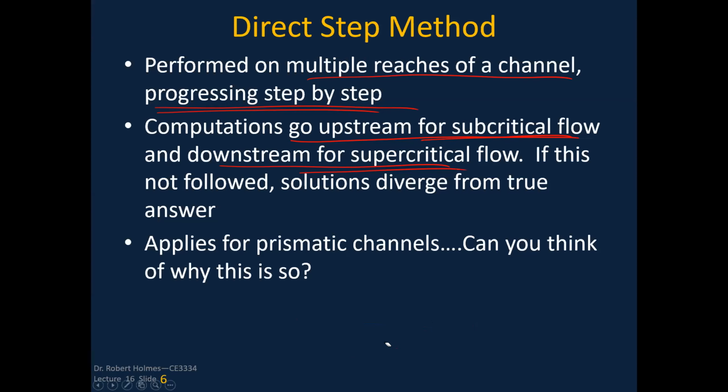And so remember when we talked about the Froude number, and that the Froude number was equal to the velocity over the square root of g times the hydraulic depth, and that this is the velocity of the channel. This was the velocity of the celerity wave.